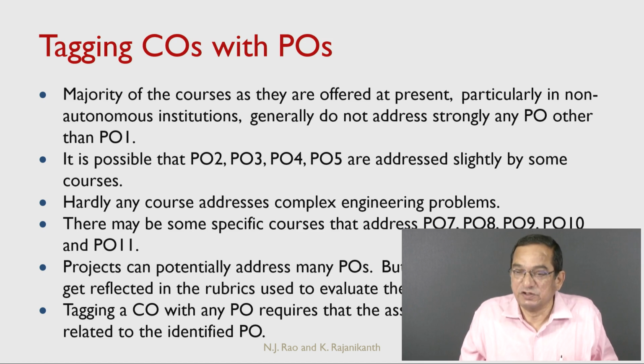Again, there is no specific algorithmic way of doing this mapping. The teacher has to look at the course content, what is implied by the outcome statement, the program outcome statements, and program specific outcome statements, what is implied by those statements, and then see what are the POs and PSOs to which a particular CO is related.